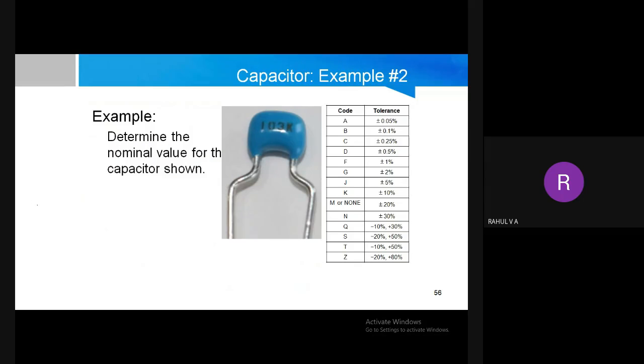Okay, can anyone tell me, if the value written on the capacitor is 102, or 102K, how to find out the value? Or what is the value of capacitance? 10 into 10 raised to... 10 raised to -2, or 2? Some confusion is coming. It is 2, isn't it? The third digit is the number of 0s to be put after the first 2 digits. So it will be 10 raised to 2.